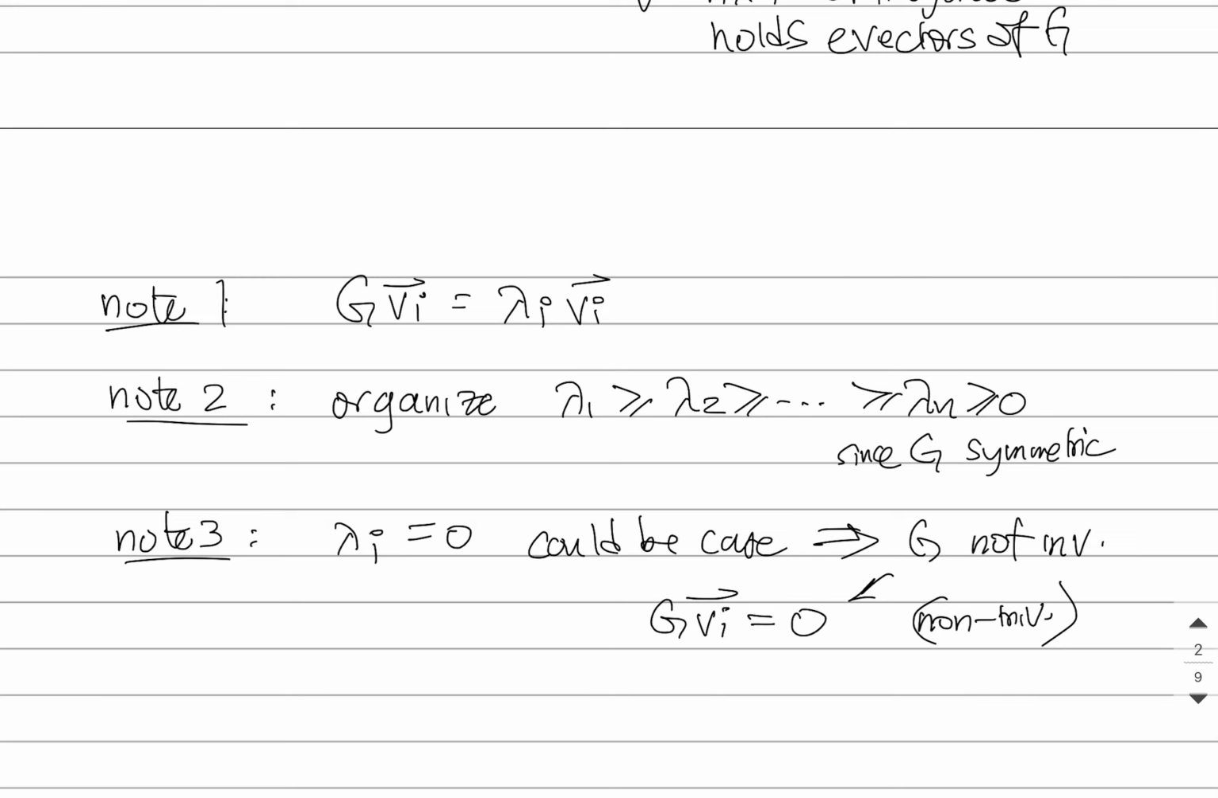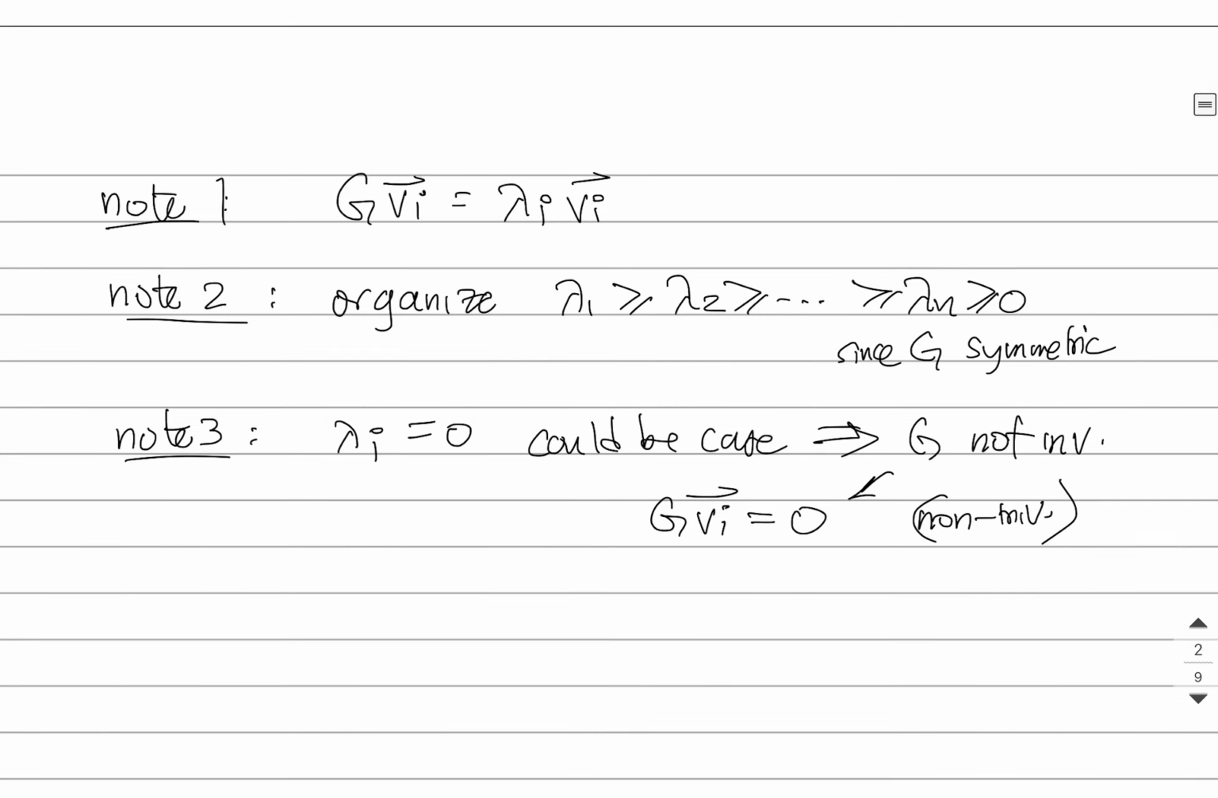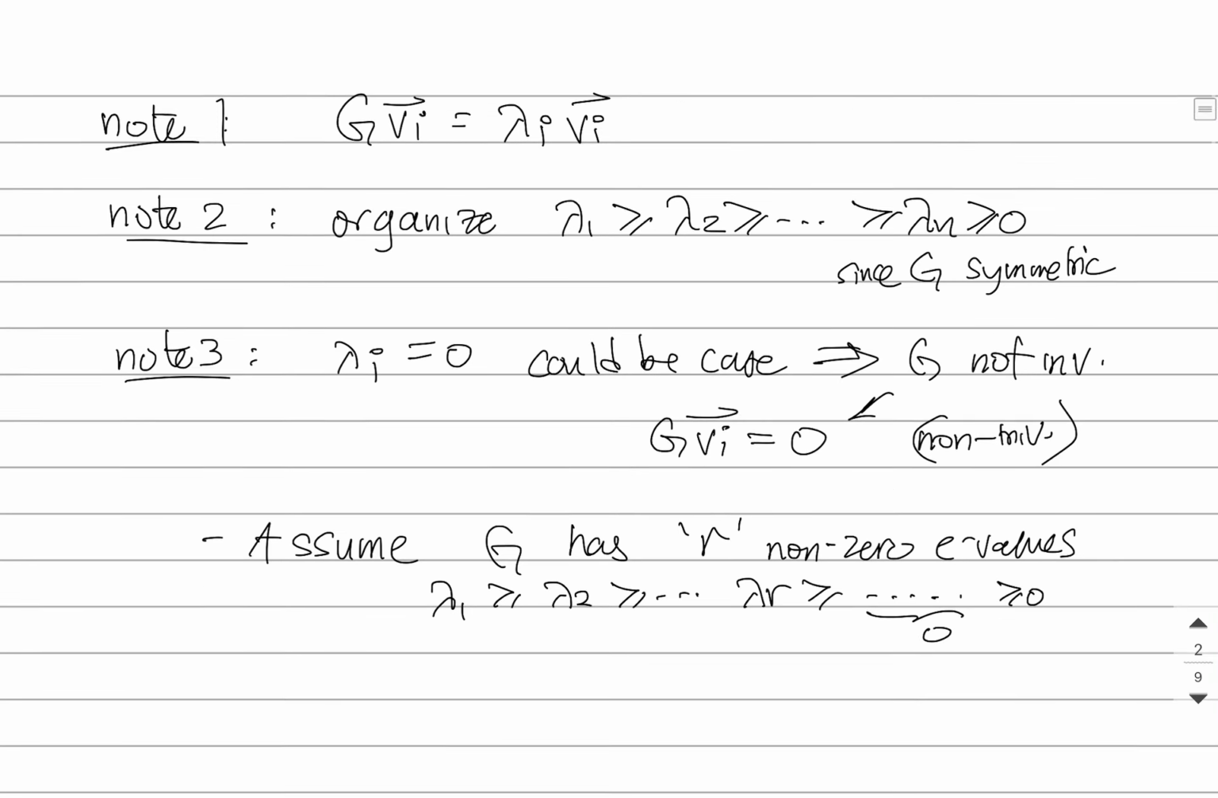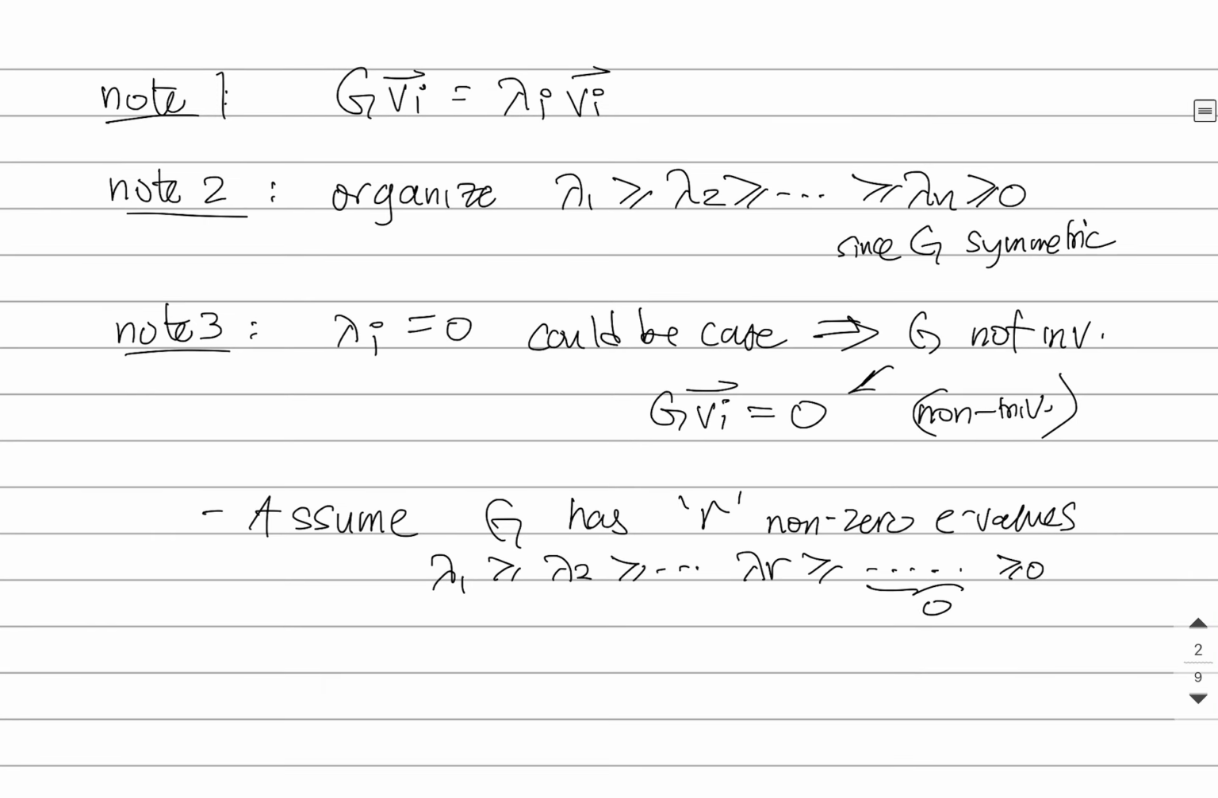So all of those things aside, we are going to assume that G has r non-zero eigenvalues. When we list them like this, lambda 1, lambda 2, all the way down to lambda r will be non-zero numbers, and all the others will be 0. Because in general, we don't know how many of them could be 0, we want to allow for the possibility that some could be 0.